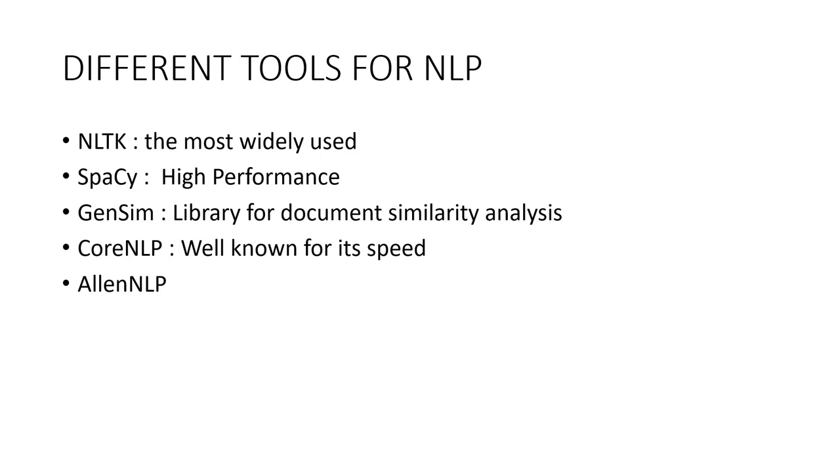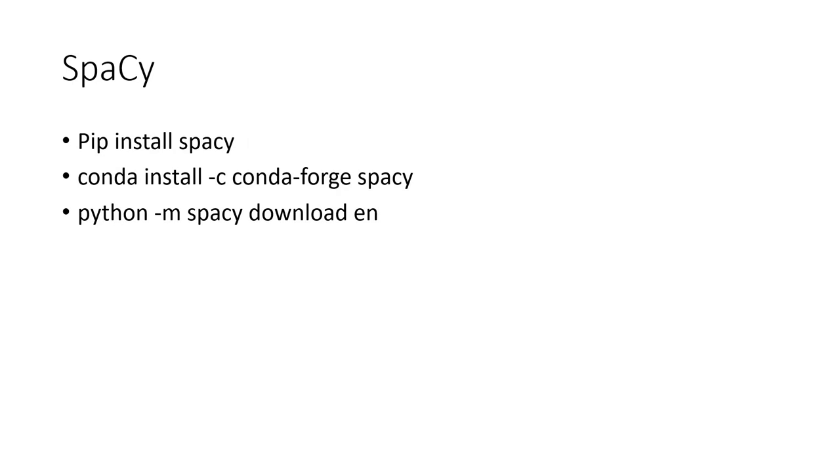These are the tools available in the market for NLP: NLTK, the Natural Language Toolkit, the most widely used. SpaCy, well known for its high performance. Gensim library for document similarity analysis. CoreNLP, well known for its speed, made of Java. Then AllenNLP. Here we are going to use SpaCy for the implementation.